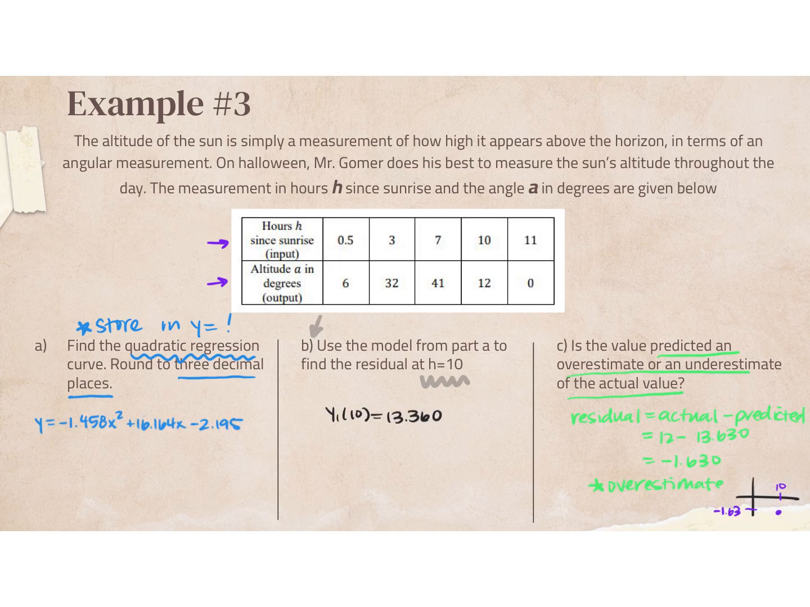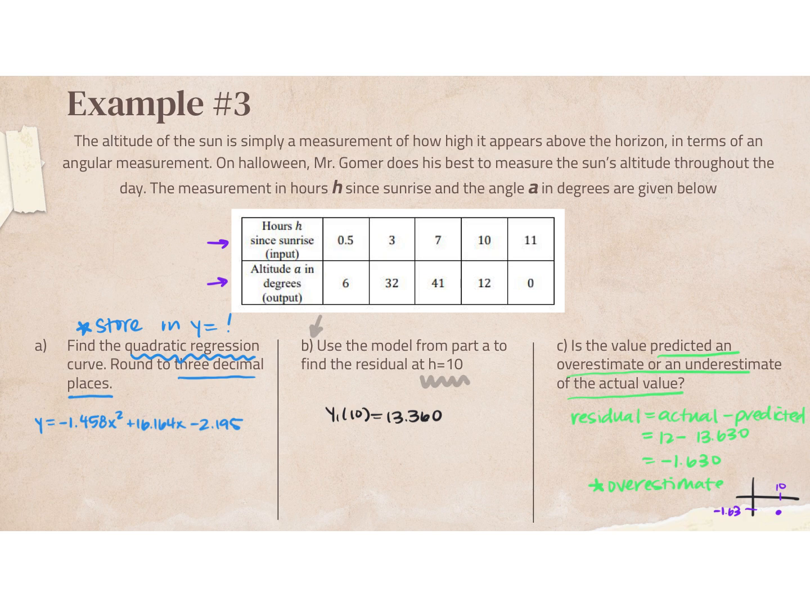All right, so using the calculator, our equation should look like this: negative 1.458x squared plus 16.164x minus 2.195. If your equation does not look like that, go back and double check your tables. You probably misentered something. Using that model that I stored in my equation y1 in my calculator, I'm going to predict the residual at an input of 10. You can do that by typing in y1 of 10 using parentheses. You can trace it on the graph, or you can use the table. You should get an output prediction of 13.630.